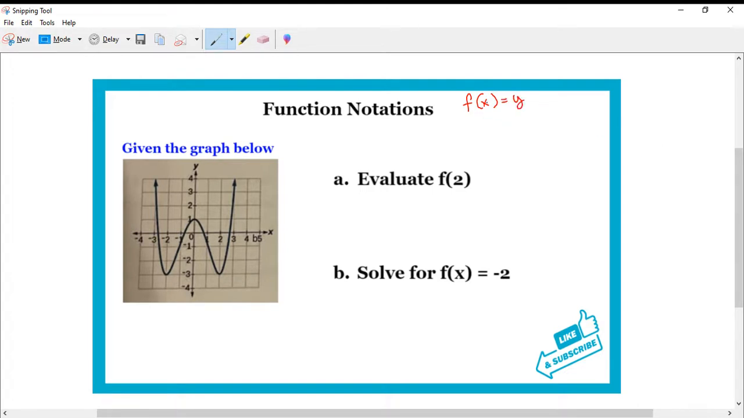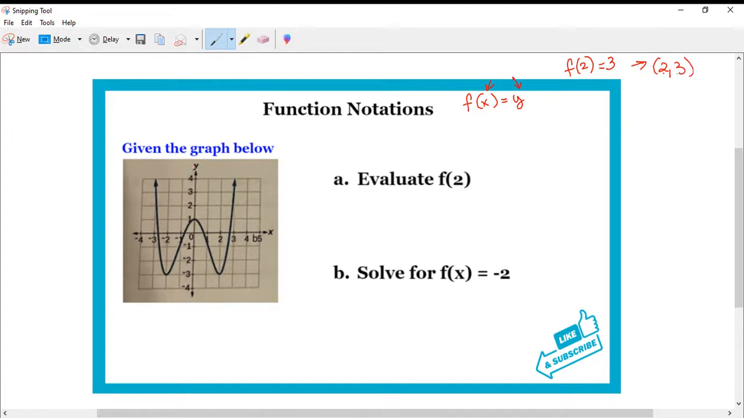So whatever is inside these parentheses, that's your x value, and whatever is after the equal sign, that's your y value. For instance, if I have f of 2 equals 3, in other words, this can be written as the point (2, 3), meaning this is your x, that's your y. That's really as simple as that.